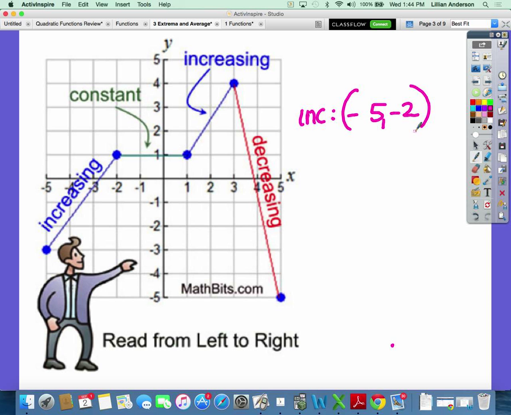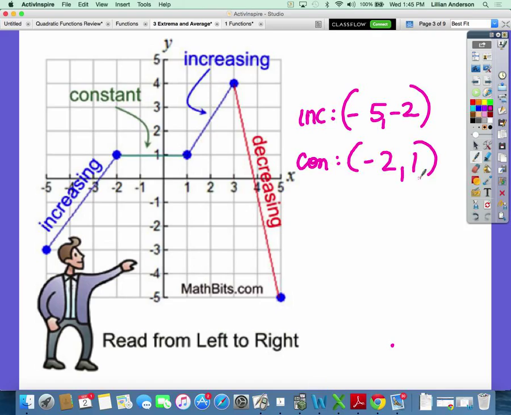All right, so I'm increasing from -5 to -2. Now, the whole parentheses and brackets thing, we don't have to worry about here. We're literally just talking about from where to where. Then I remain constant. Who can tell me what I'm constant on? From what to what? I got from -2 to 1, yes.